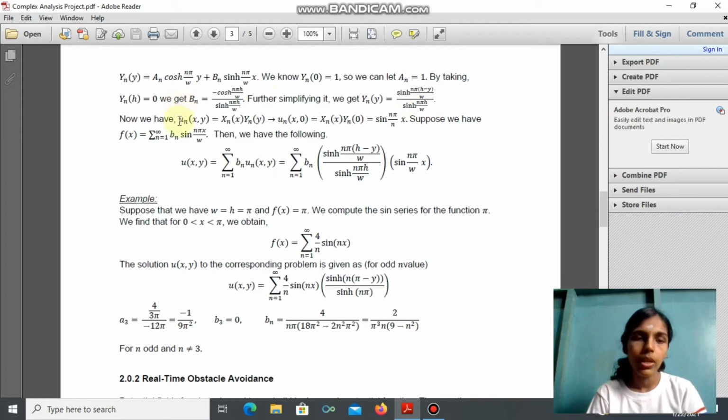Now we have that u_n(x,y) is equal to capital X_n(x) times capital Y_n(y). By taking y equals 0, we get X_n(x) Y_n(0). And here we know that when y is equal to 0 from the boundary condition, we are only left with f(x), which is actually sin(n pi x divided by w). Suppose that we have f(x) as a summation from n equals 1 until infinity of b_n sin(n pi x divided by w), then we have u(x,y) as follows.